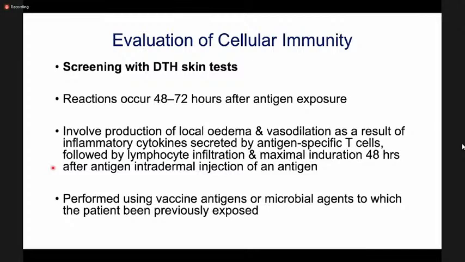The next is the evaluation of cellular immunity. Usually, the screening test for this would be your delayed type hypersensitivity skin test. Remember your type 4 hypersensitivity reaction? That is what we're doing, where you're injecting a certain antigen that the patient has been exposed to previously, and then you come and look at the reaction 48 to 72 hours later. And this is usually done under the skin.